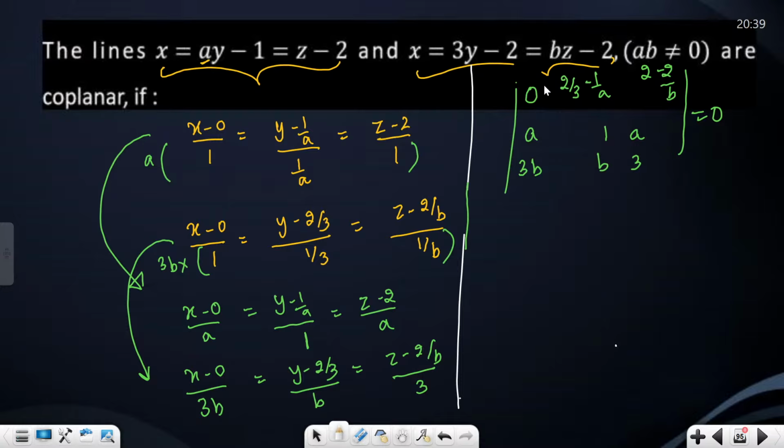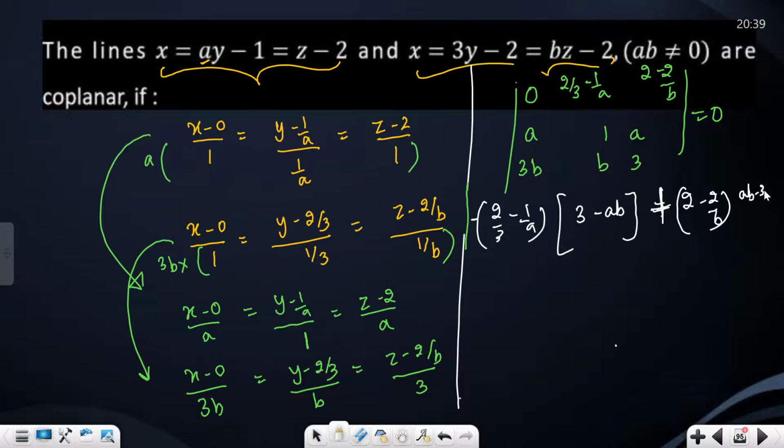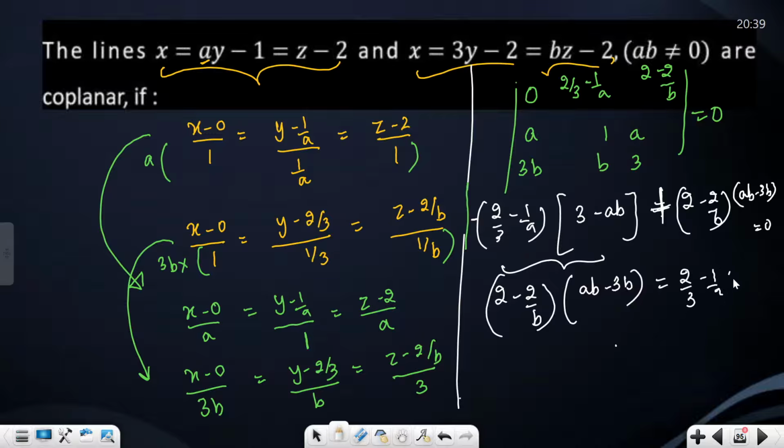Now what you can do is again the same thing. 2 by 3 minus 1 by a will get multiplied with 3 minus ab, with a negative sign obviously, so it is plus plus plus. Now 2 minus 2 by b will be ab minus 3b to 0. Correct. Now this is 3 minus ab. Now let us shift this thing to the right hand side. So 2 minus 2 by b will be there on the right hand side, and 2 by 3 minus 1 by a, then this is 3 minus ab. Now multiply: 2ab minus 6b minus 2a plus 6 is equal to 2 by 3.